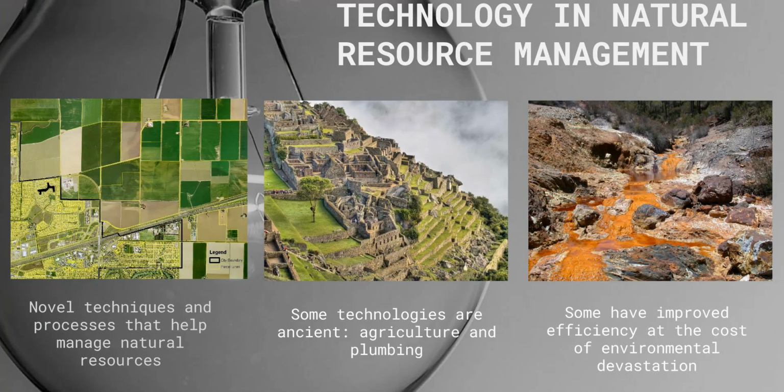We'll now look at some of the ways in which technology can be used to help manage natural resources and become part of the solution in the fight against environmental problems, including climate change. The use of technology in resource management is by no means a recent concept. Agriculture, plumbing, mining, and the controlled burning of forests are just some of the ways in which humans have used technology to get more out of natural resources.